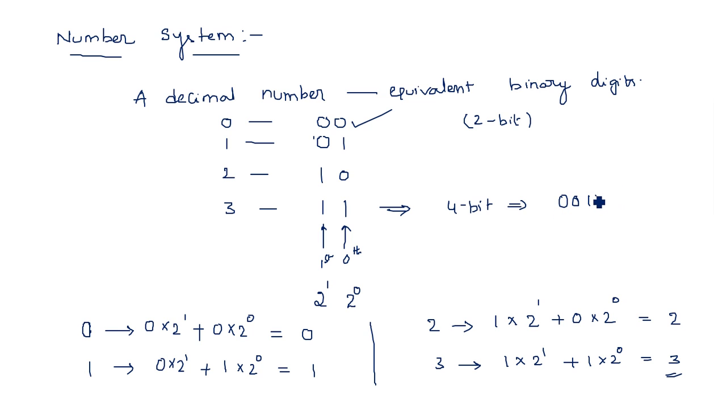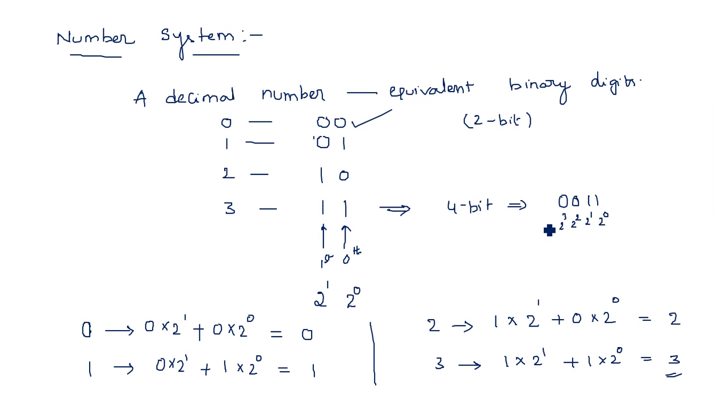The front bits become 0. Then it is 2 power 0, 2 power 1, 2 power 2 and 2 power 3. The first 2 become 0, followed by the next 2. Hope it is clear. So in number systems, we have decimal numbers, binary numbers, octal numbers, hexadecimal numbers.